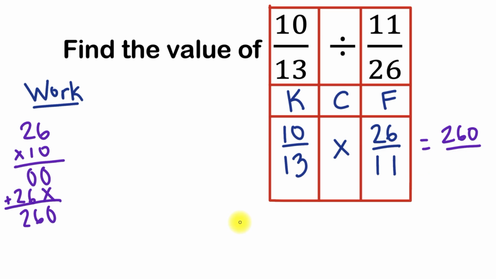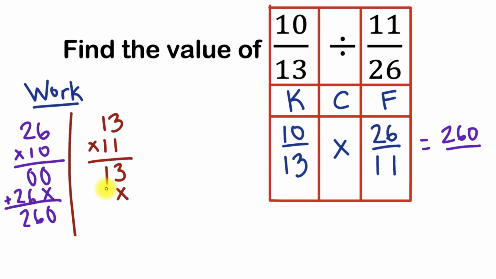Now let's get to the bottom. And that's going to be 13 times 11. One times 3 is 3. 1 times 1 is 1. I'll put a placeholder, and then I'll multiply everything by 1. 1 times 3 is 3. 1 times 1 is 1. Then I'll add everything. We've got 3 plus nothing is 3. 1 plus 3 is 4. And 1 plus nothing is 1. So that's going to be 143.